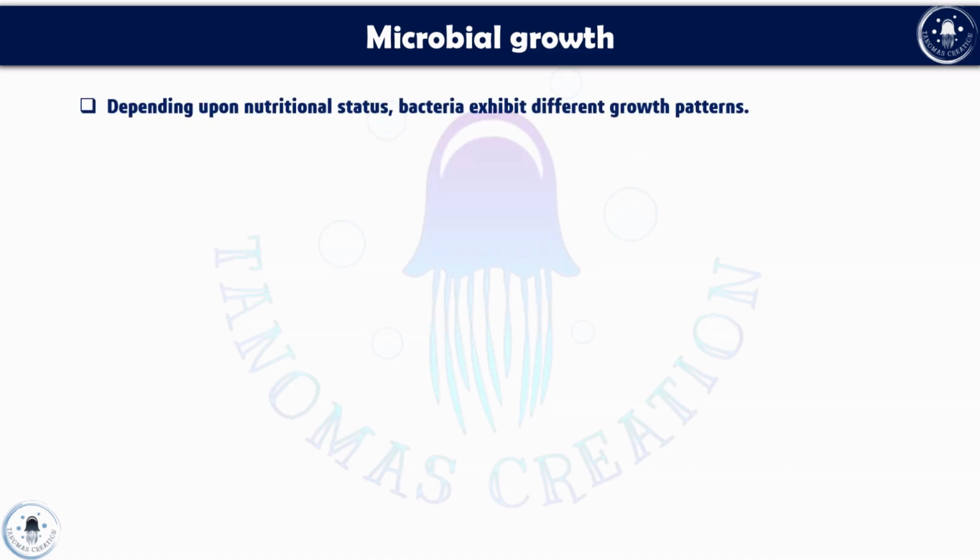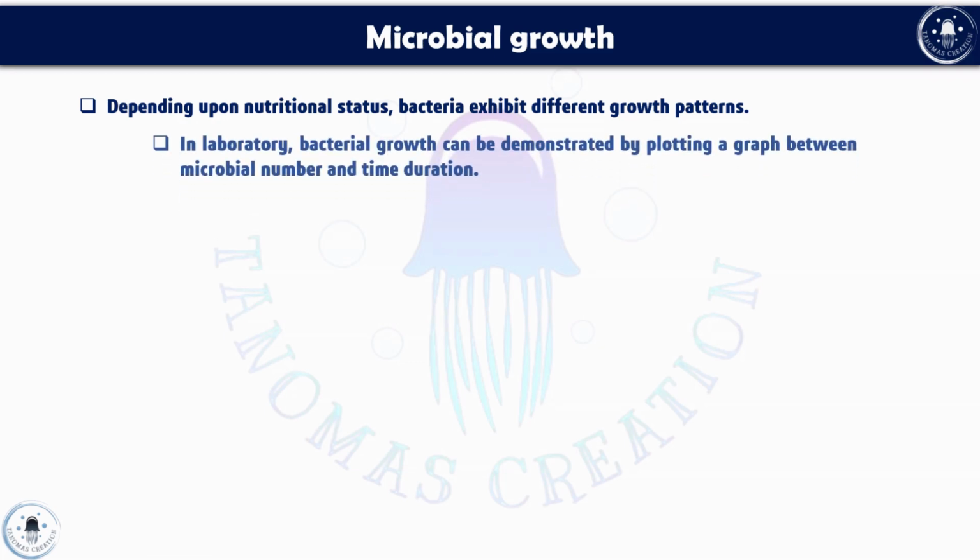So microbial growth: depending upon the nutritional status, bacteria exhibit different growth patterns. Okay, so in laboratory, bacterial growth can be demonstrated by plotting a graph between microbial number and time duration, right? So for the students of microbiology, this growth study is a must topic. Everybody should know how to measure the growth of bacteria, right?